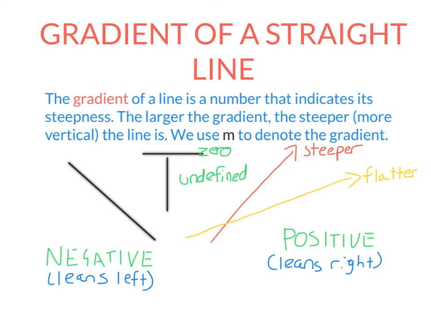It turns out sometimes the gradient's neither negative nor positive. If the line is perfectly horizontal, the gradient is 0, and perfectly vertical, it is undefined. When we go through more of the definition of gradient, we'll see why that is.